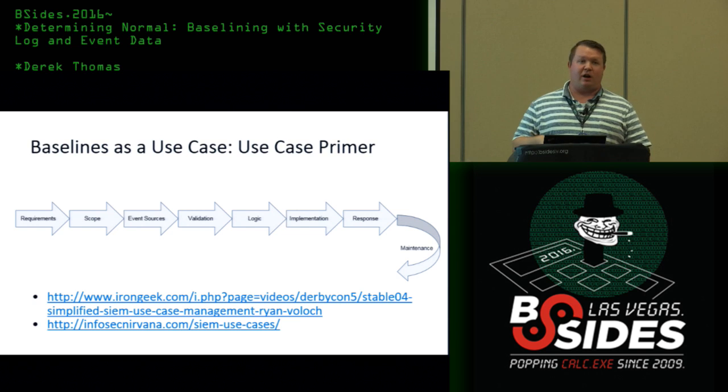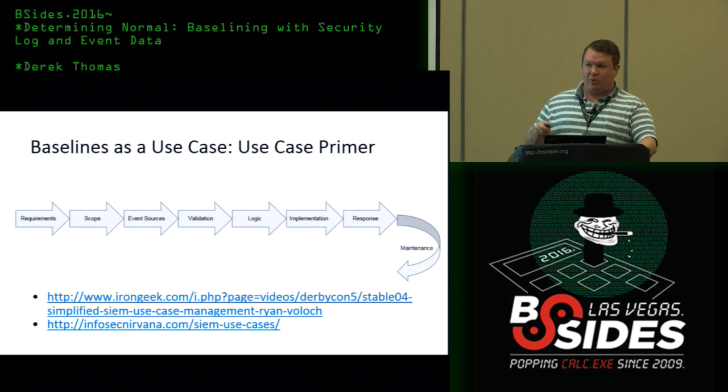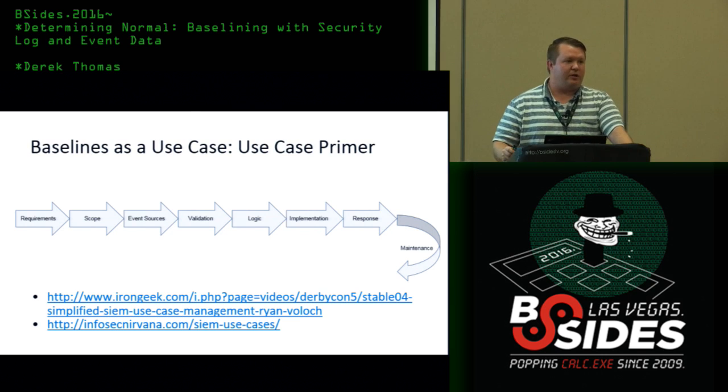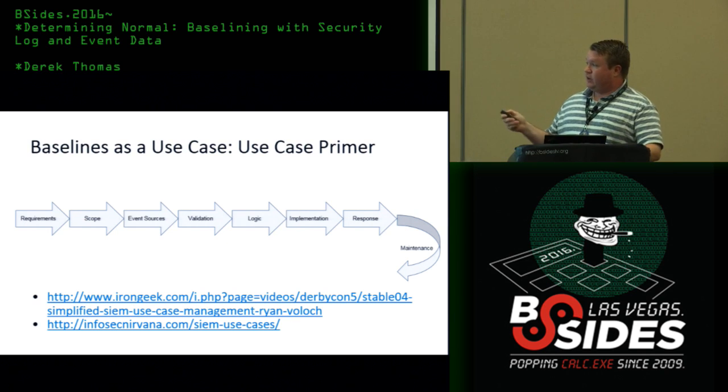Then what event sources are going to be needed for the use case, and do we have that data? We're going to validate that the use case is feasible. So in our case, we're going to look at determining whether the data is normal, what logic we're going to use for generating the outputs. So when do we send you an email? When do we send you a report? When do we create a dashboard event, et cetera? Then we're going to go through implementation and testing, the actual response to the alert. So one of the biggest things I get is, okay, I see these alerts in the dashboard, Derek, but what do I do now? So defining that is critical, and then ongoing maintenance.